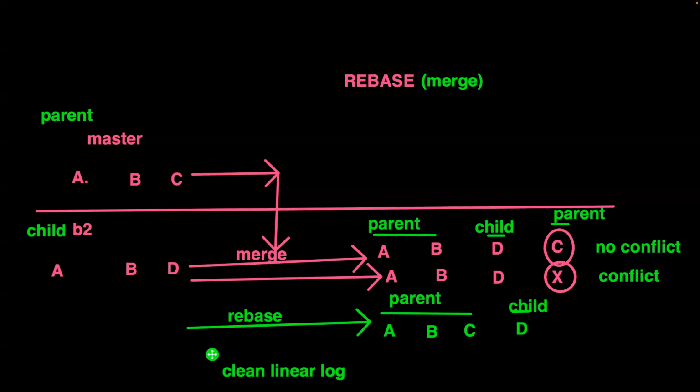But after some point of time, this will give false information, right? Because the actual merge happened as A, B, D, and C, but rebase is showing A, B, C, D. Obviously, if you want a clean linear log history, that's what rebase is. It shows as though linear development is happening, but actually parallel development is happening.